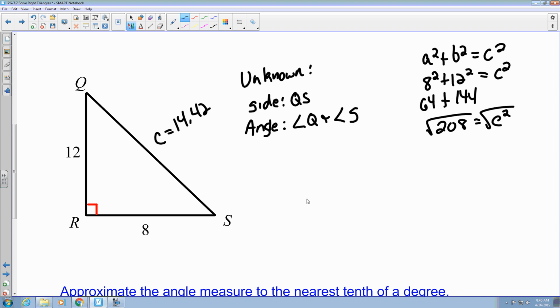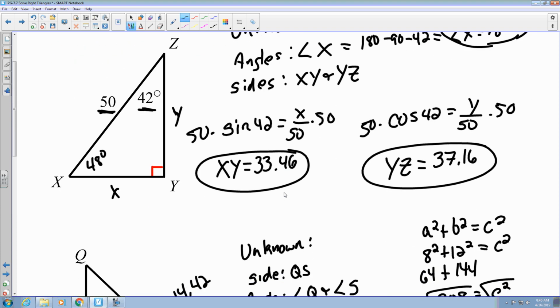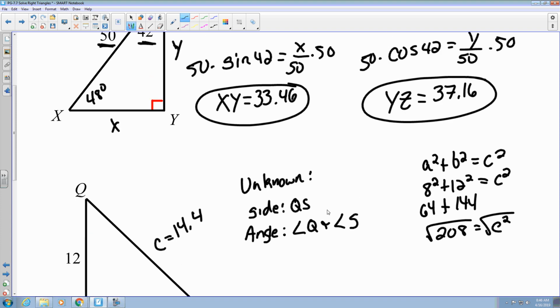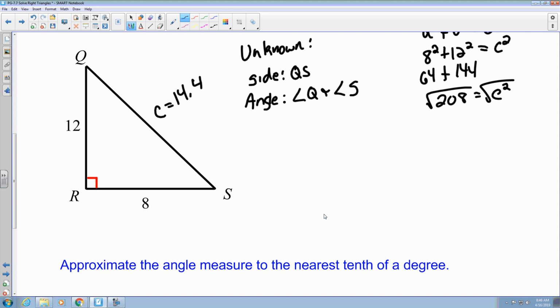Okay. I guess they wanted it rounded to the tenth. I think the direction said the 10th. Oh, crap. So let's change it. 14.4. So then these other ones would be more like 37.2 and 33.5. Okay. Sorry about that. I didn't read the directions.